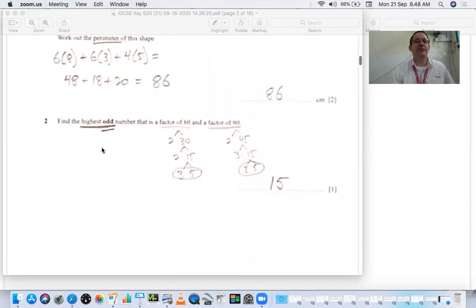Question number 2, find the highest odd number that is a factor of 60 and a factor of 90. Well, 60 breaks down to 2 times 30, 2 times 15, 3 times 5. 90 breaks down to 2 times 45, 3 times 15, 3 times 5. So when you're looking at the highest odd number factor, it's not just the 5, but you can also have a 3 times 5 common to both, which is 15. So the highest odd number would be 15, not the highest prime odd number, but the highest odd factor, which would be 15.